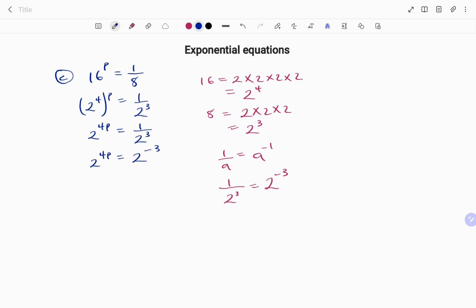The bases are the same, so we are going to equate the powers. We have 4p equals minus 3. And to find p, we divide both sides by 4. 4 and 4 cancel, one. We have p equals minus 3 over 4. Let's look at one more example.